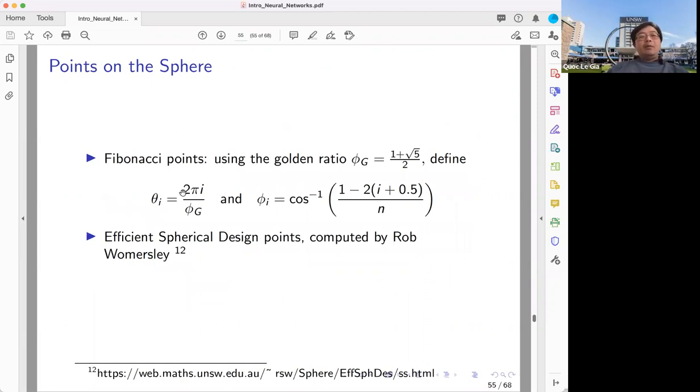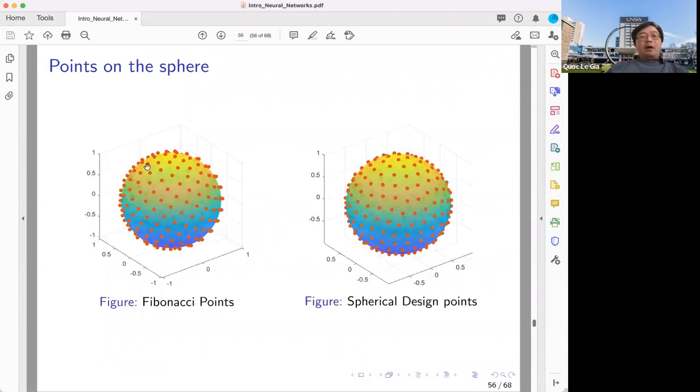So on the sphere, we use Fibonacci points, which are defined by this formula. And we use spherical designs computed by Rob Womersley, who is in the audience now. And the figures of the points on the sphere look like this. So they are well distributed on the sphere. These are the Fibonacci points, and this one is the spherical design points.